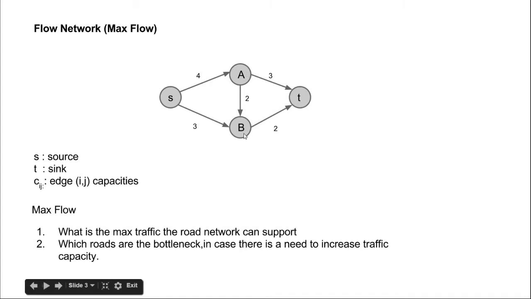For example, the road between A and B is of minimum capacity. If we need to increase the capacity along this entire road network, we need to modify this road to increase capacity or add additional roads between A and B.